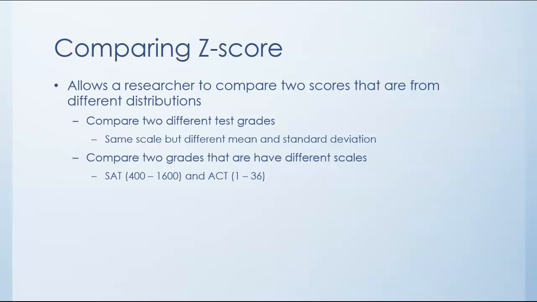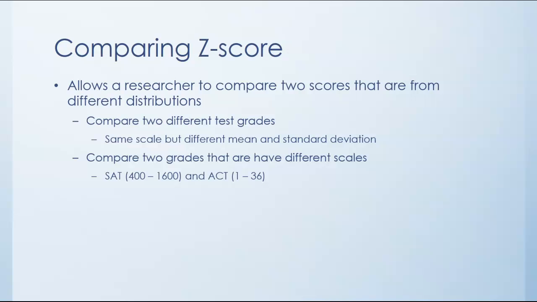So for instance, we compare two different test grades that are on the same scale. Maybe they're all 0 to 100, but they have different means and different standard deviations. So we can compare those two test grades together. Even though they're on the same scale, one test might be more closely grouped to the mean, whereas the other one might be more spread out. So which one did you do better on? Well, it depends.